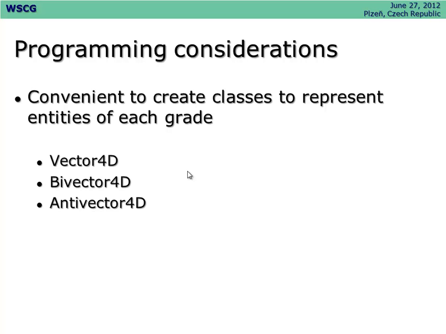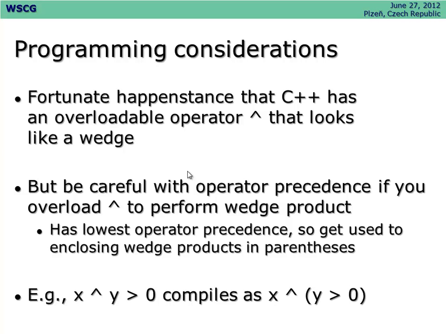Okay, so when we're programming with all of this stuff, it's very convenient. I'm sure everyone in here has used a vector class, probably have a class for representing four-dimensional vectors. So we add to that two more classes for a four-dimensional bivector, which is really just going to be six floating point numbers, and then a four-dimensional anti-vector, which is going to be four floating point numbers. And then we can define products between all of those. And it's fortunate that C++ actually has something that looks like the wedge product here, and it's not being used for floating point. So we could define that between our vectors, bivectors, and anti-vectors in 4D and just have those calculate the product.